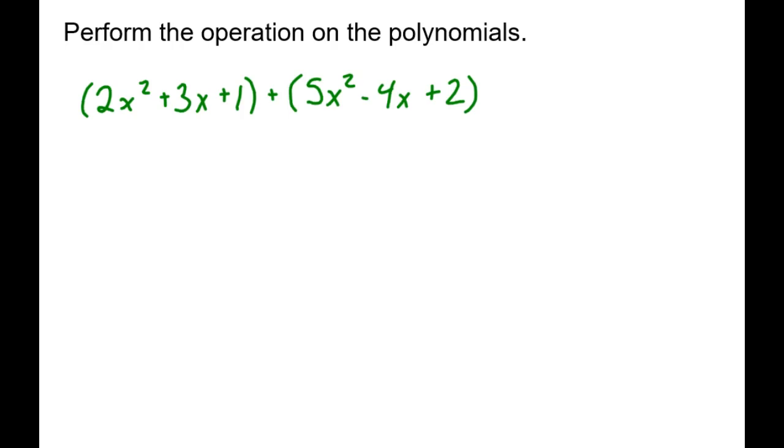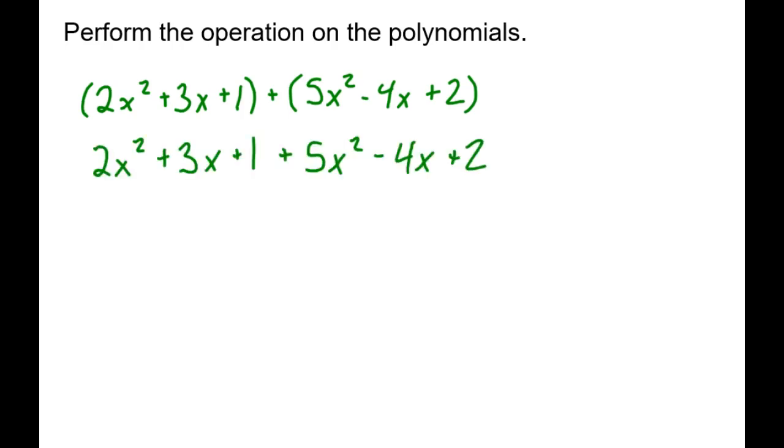Perform the indicated operation on the polynomials. In this one, we have addition. We have 2x squared plus 3x plus 1 plus 5x squared minus 4x plus 2. Since we're adding, we really don't need these parentheses indicating the polynomials. Okay, so we can get rid of those right away.